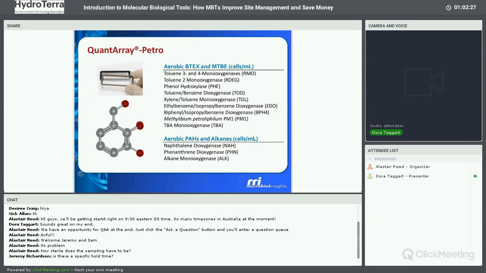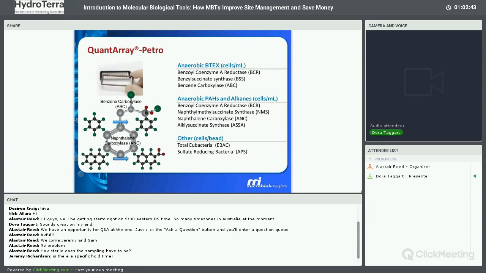So if we ran all of those qPCR assays, the cost would be very high. But with the Quantaray, we can do it for a much more economical price, and that way we can look at all these pathways and not have to pick and choose which we're going to do. So with the Quantaray Petroleum, we're going to look at both aerobic and anaerobic pathways to be able to understand the degradation of our contaminants. So it can give us a really good understanding of what's happening at that particular site location.